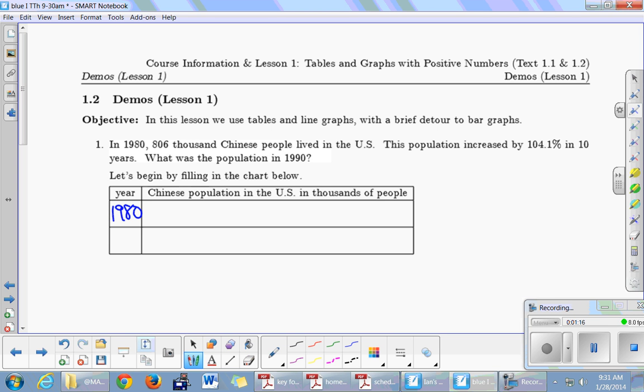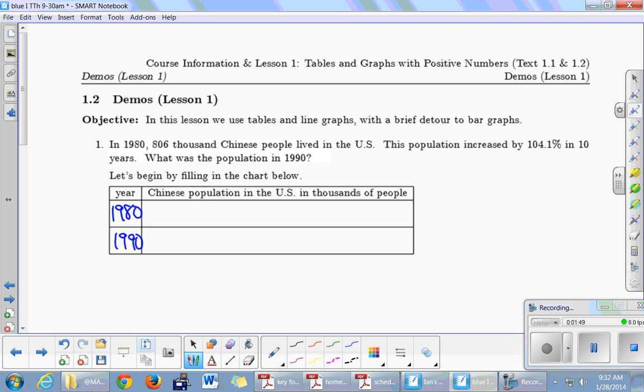And right below that, what number would be relevant? 1990, so we'll throw that one in there. That's what we're interested in. And then reading this very carefully, it says Chinese population in the US in thousands of people. There's only one number that goes in there. What number should that be? So I heard the two answers that I was expecting. One person said 806 and one person said 806,000. Which one is the right answer? Again, reading that label very carefully.